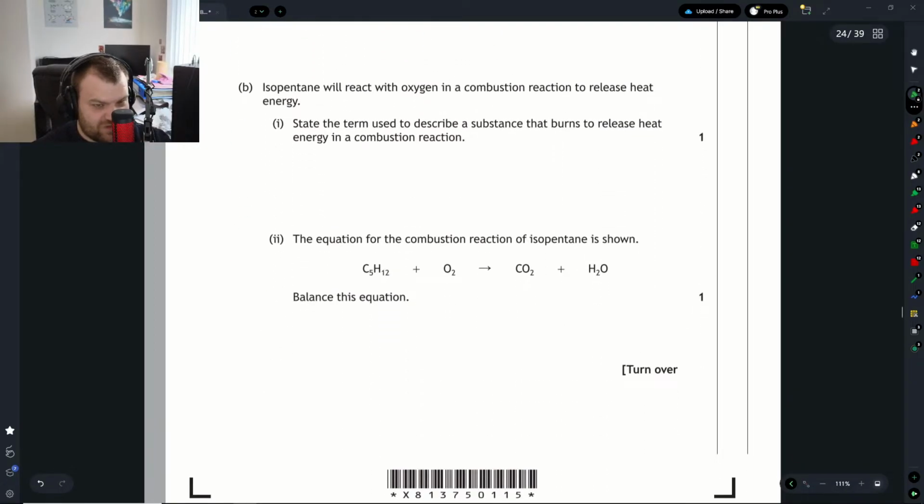A substance that burns to release heat energy in a combustion reaction is a fuel. Fuel is a substance that burns to release energy.